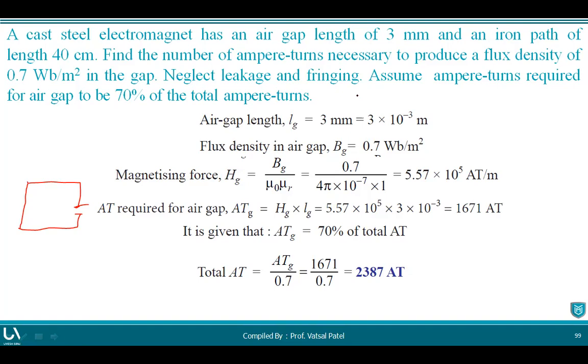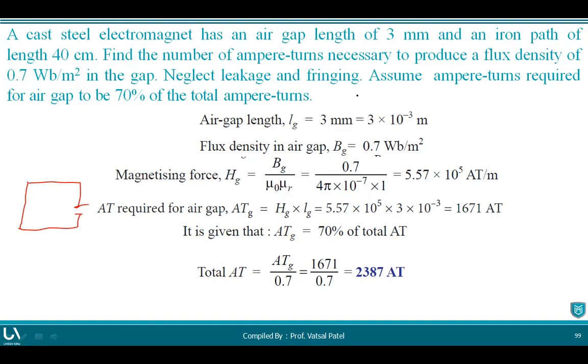So now first of all, identify the parameters given to you in a common unit, because you can see the length of the air gap is given as 3 mm and the length of the iron path is given as 40 centimeter. So the units are not in terms of meter. First of all you have to convert them into meter, and then after that we can start with the calculation.